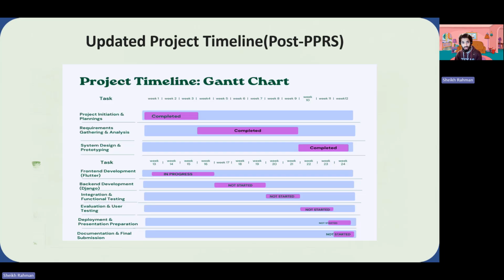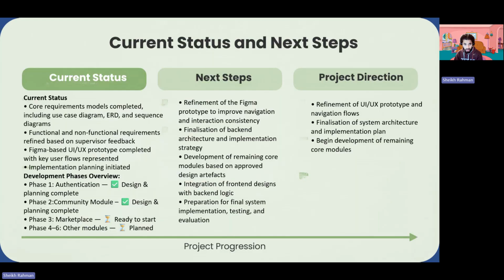Updated project timeline. This slide presents the updated project timeline using a Gantt chart. The timeline outlines major project stages, including requirement analysis, system design, front-end development, back-end development, testing and evaluation. Front-end development using Flutter has been completed successfully. Back-end development is the next major phase of the project. Additionally, time was allocated to UI development to improve usability and reduce feature design effort. This adjustment ensures a stronger foundation for system integration. Let's move to the next slide.